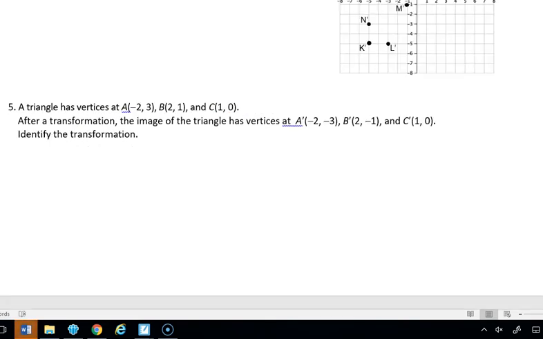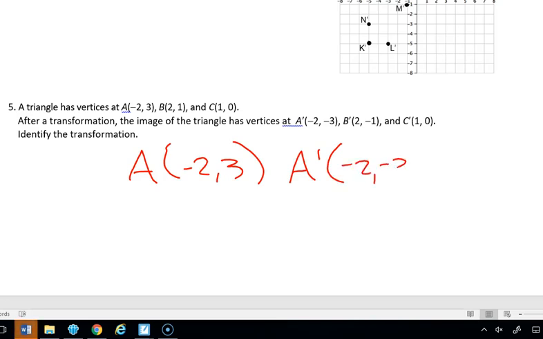Finally, number 5 says a triangle has the vertices of A (-2, 3), B (2, 1), and C (1, 0). After transformation, the image of the triangle has the vertices of A prime (-2, -3), B prime (2, -1), and C prime (1, 0). Identify the transformation. So we're going to compare A to A prime. A here is (-2, 3), and A prime is (-2, -3).